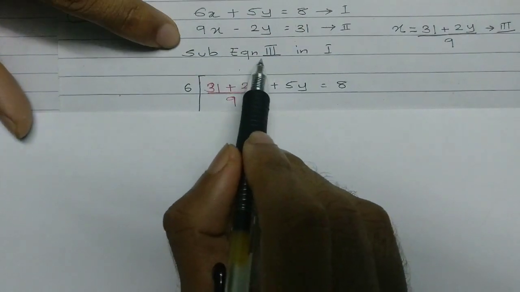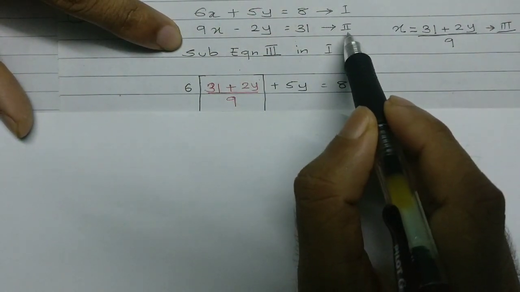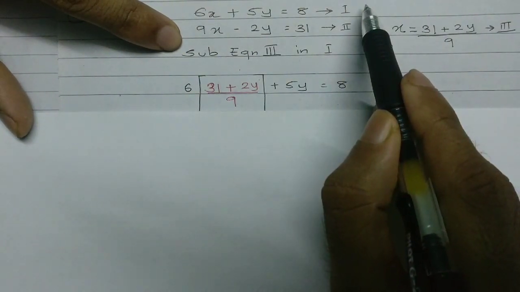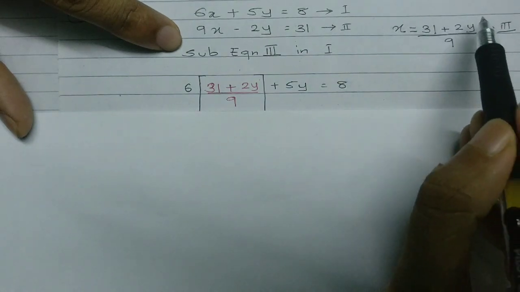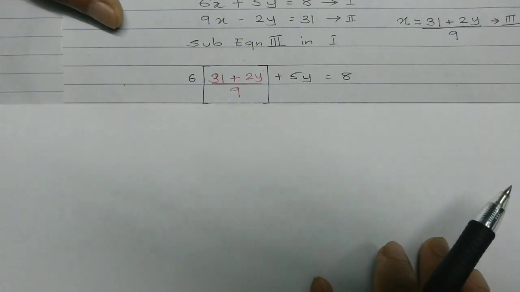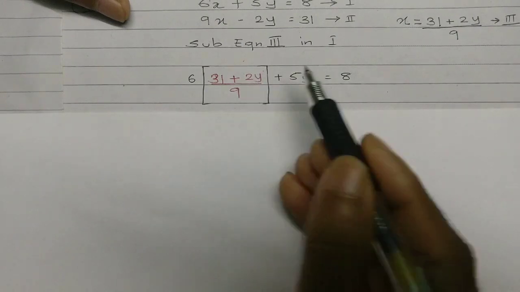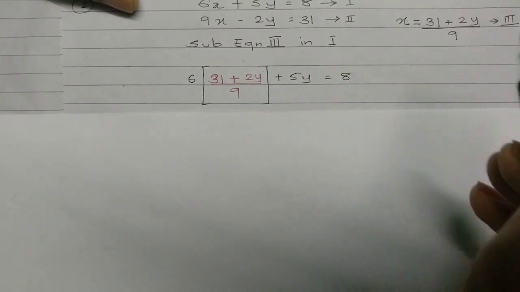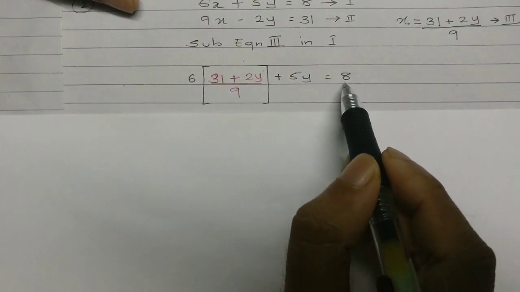So I substitute equation number 3 in 1. I have changed equation 2 and got it into this. This is substituted in that equation which was untouched. Always remember, substitute in the equation which was untouched. So this would become 6, instead of x, I am substituting 31 plus 2y upon 9 over here, plus 5y is equal to 8.